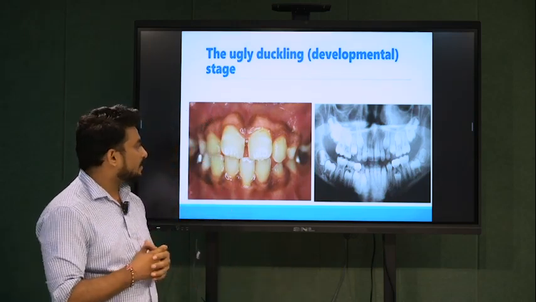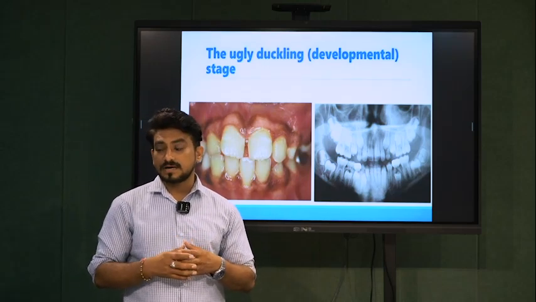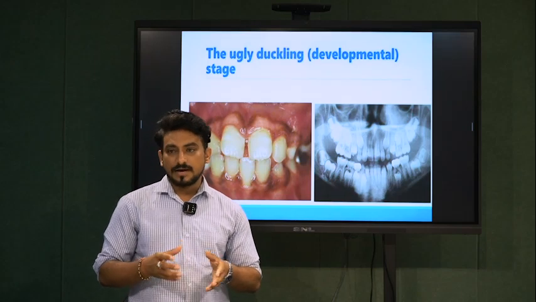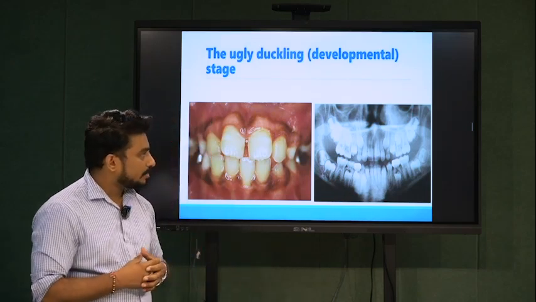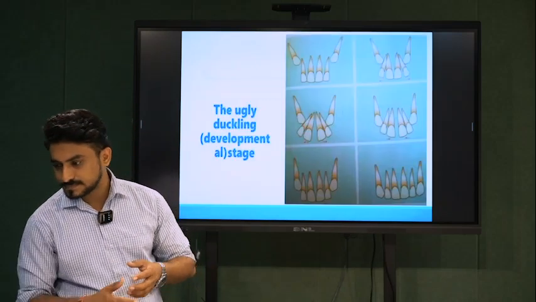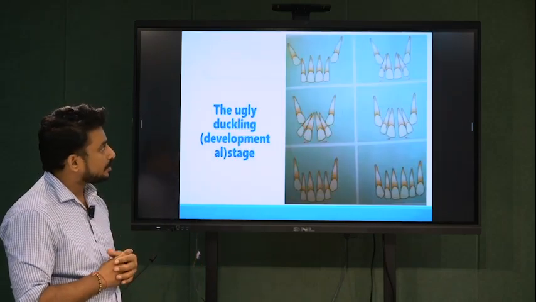Here we can see the figure. First we see a space of more than 2 mm. So this is the ugly duckling stage, with a midline diastema present between the 2 central incisors. And here we can see the radiograph. So what changes occur? Now we will go ahead. Mostly we are understanding what the ugly duckling stage is.